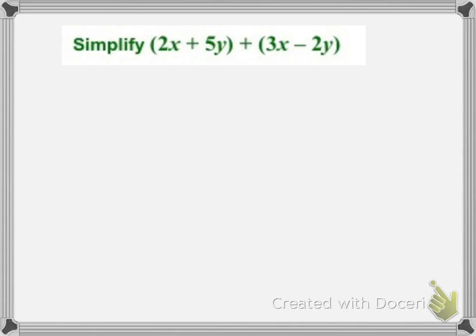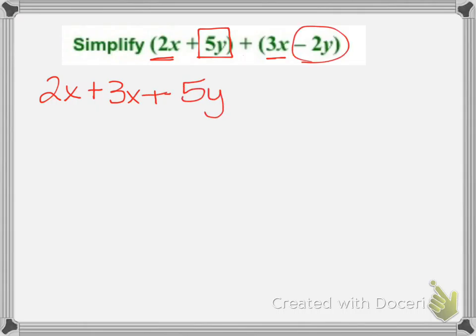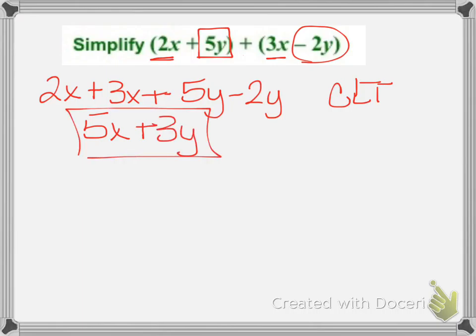So if I regroup, then I have the 2x from the first one, and I have the 3x with a plus in the middle, so that's plus 3x, and then I have my 5y, and then I have my minus 2y. Notice that I just regrouped and put like terms together, and then you just combine like terms from here. So 2x plus 3x is 5x, and then 5y minus 2y is positive 3y. That's your final answer. You're finished.